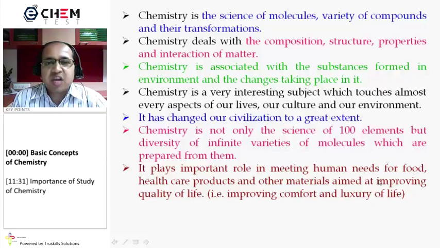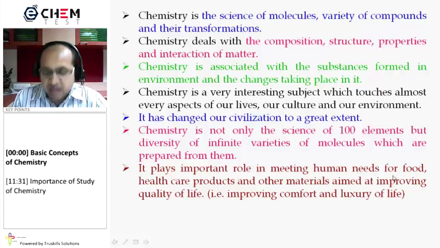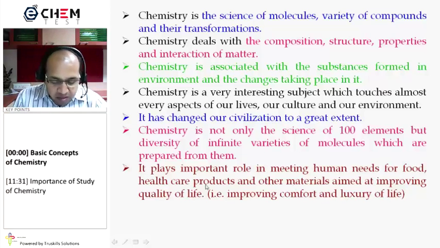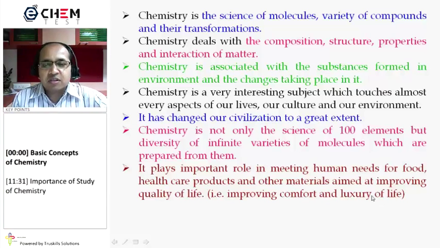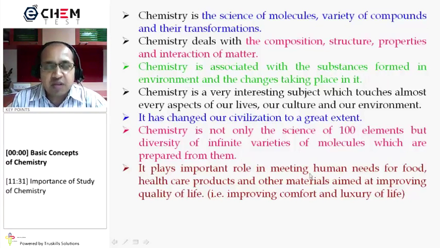Same way, various types of clothes according to the seasons and the geographical environment are prepared, which has played a significant role in the comfort of living. Same way, the life span of a person has been prolonged because of various kinds of healthcare products. So all these benefits which we are using nowadays are because of various types of substances developed in the laboratory and used in our day-to-day life.